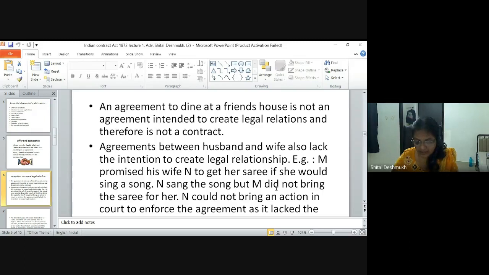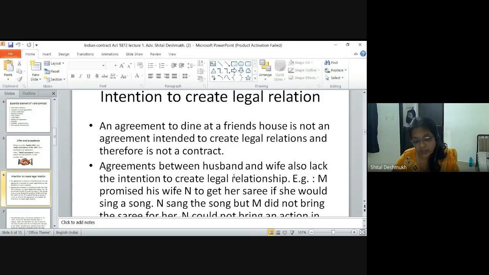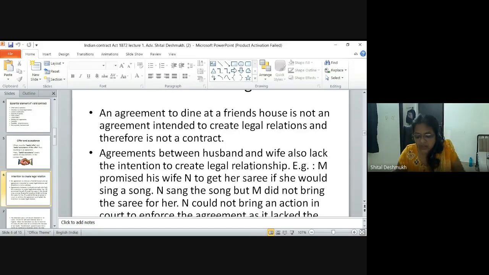Then we have the intention to create a legal relationship. There must be an intention to create a legal relationship among the parties. That agreement should be attended by legal consequences. When two parties enter into a contract, they are bound towards each other under legal consequences, which is very important. The legal consequence is the legal obligation which is binding on both the parties entering into the contract.